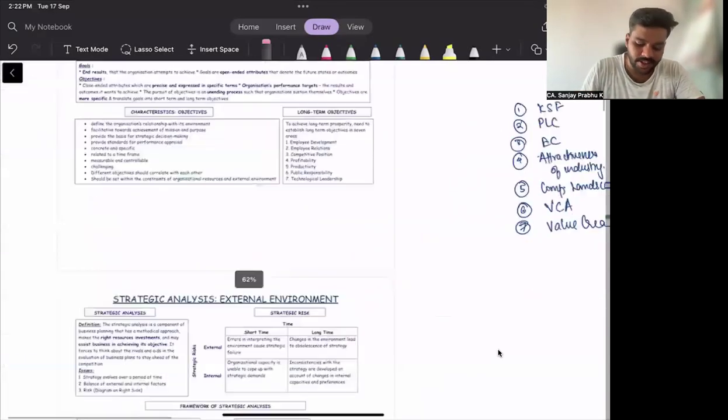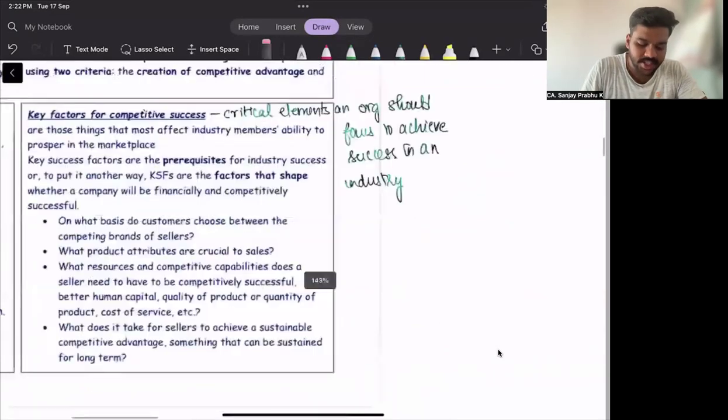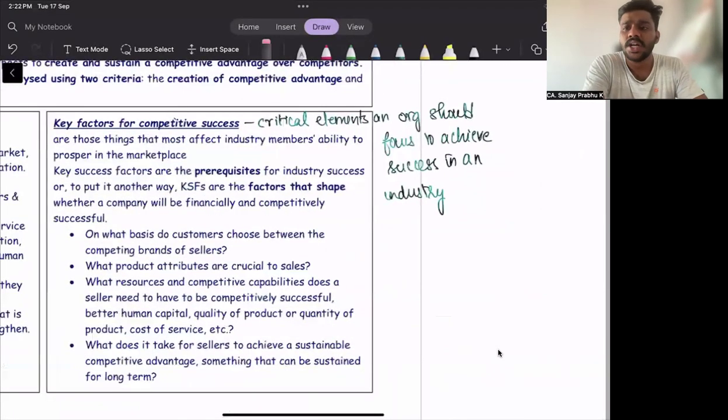So starting with key success factor, let's start with key success factor. So what is key success factor? Key success factor means they are the critical elements an organization should focus on to achieve success in an industry.